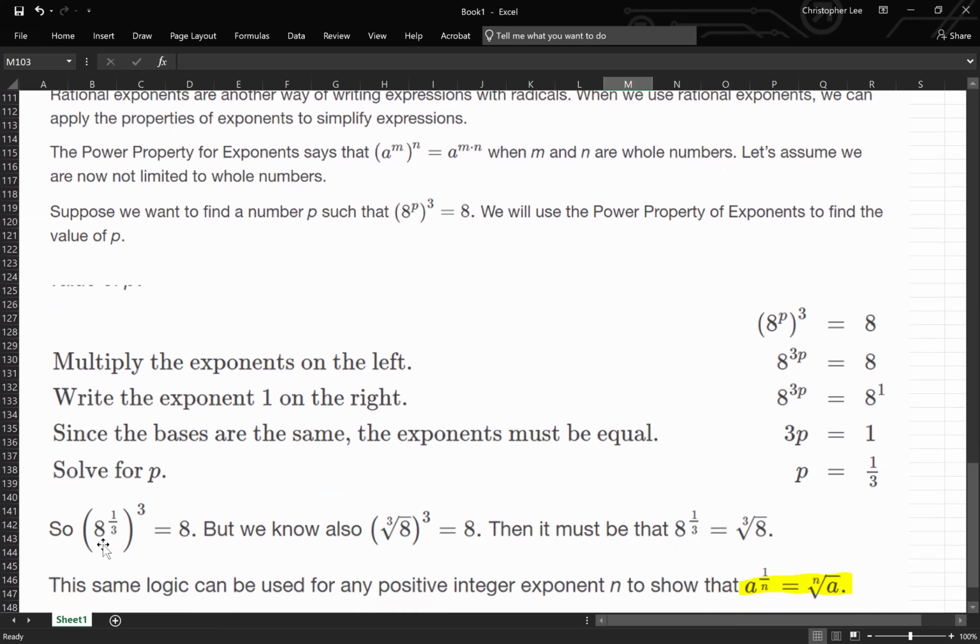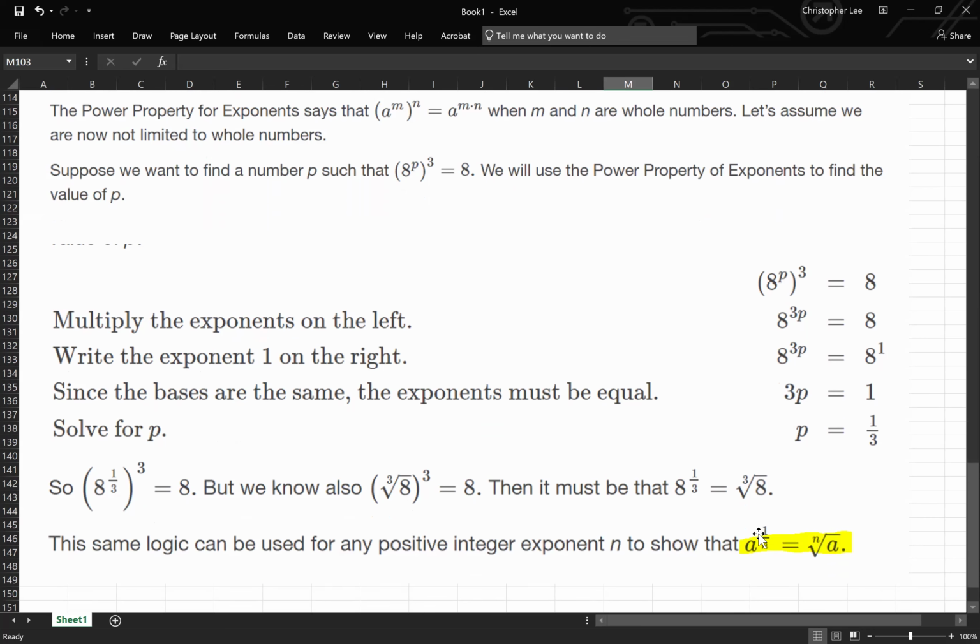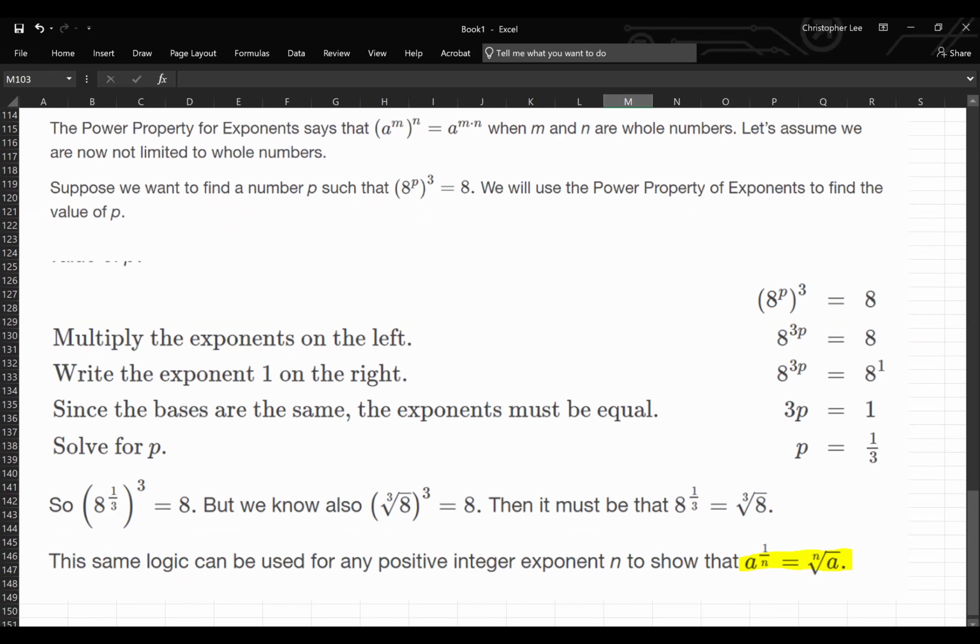So here we go. 8 to the 1/3 power raised to the third power is equal to 8. But we know that the cube root of 8 raised to the third power is also equal to 8. Then it must be that 8 to the 1/3 is equal to the cube root of 8. And it is. The same logic can be used for any positive integer n to show that a to the 1 over n power is equal to the nth root of a. All right. This right here, very powerful and important. Remember that. That's the sauce right there.